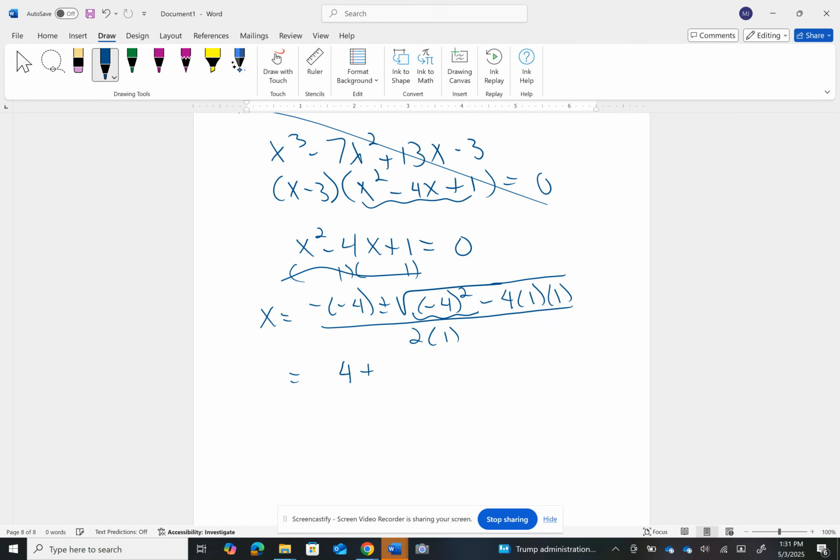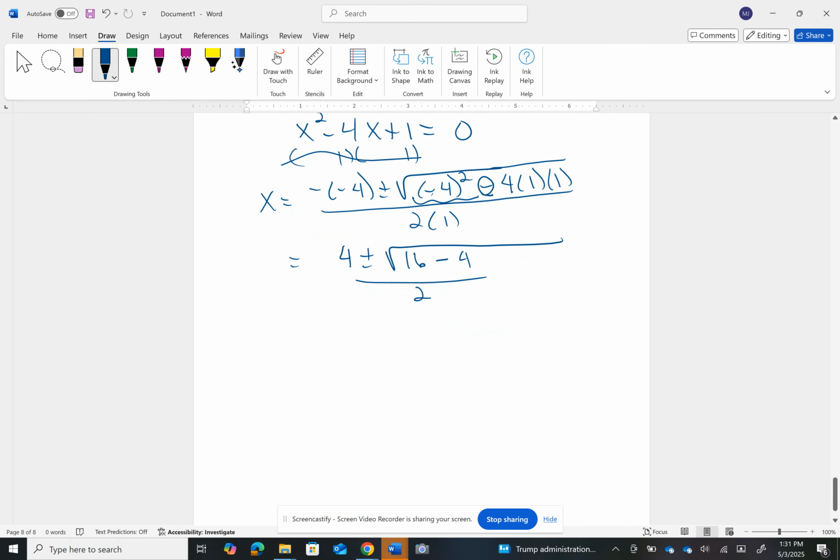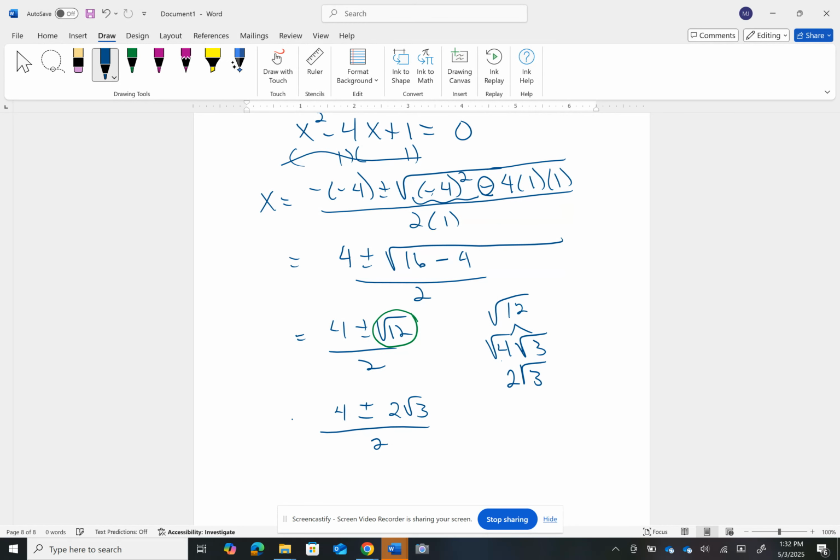Opposite of negative 4 is 4. 4 squared is 16. Here we just have one negative, so it's going to be minus something, and it's minus 4 all over 2. So we've got 4 plus or minus the square root of 12 over 2. We need to simplify that. So we're going to break up 12. To do the square root of 12, we can do the square root of 4 times the square root of 3, and the square root of 4 is 2. So right here where the square root of 12 was, I'm going to put that 2 square root of 3 right there. So we have 4 plus or minus 2 square root of 3 over 2.